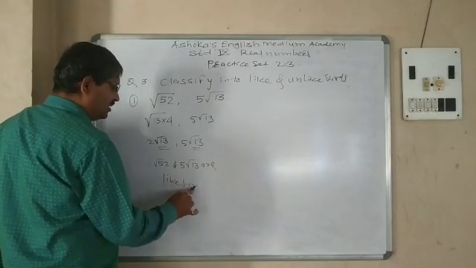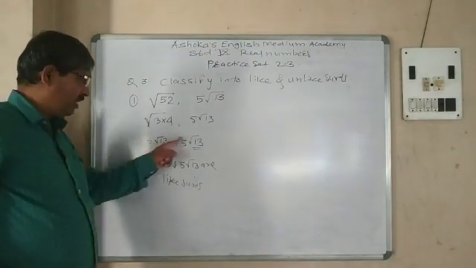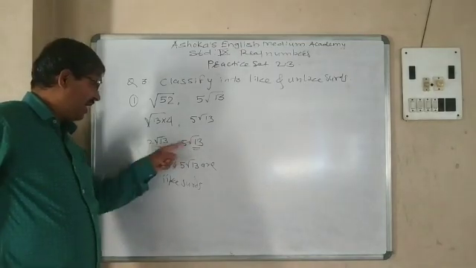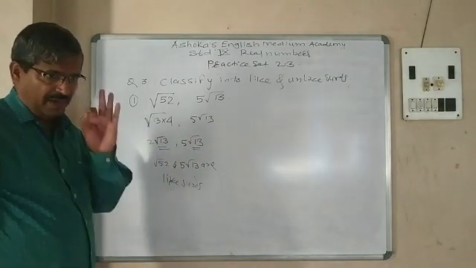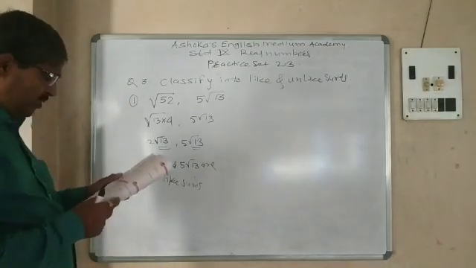Like surds means what? Understand? Like surds means the degree must be the same, the order must be the same, and the radicand number must be the same. Radicand and degree should be the same. Now next question.